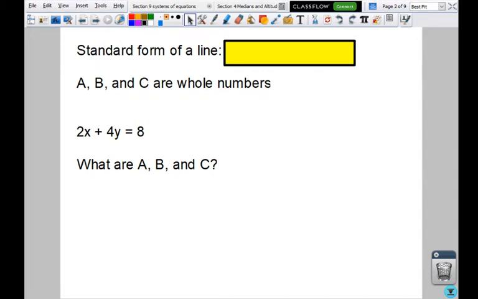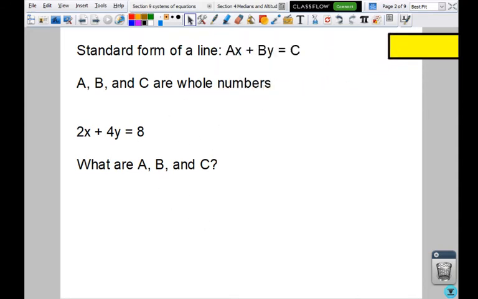Alright. So, what we are learning today is called the standard form of the line. And it looks like ax plus by equals c. And when we look at a, b, and c, those are whole numbers. Which, if you don't remember, whole numbers are no fractions or decimals. So when we talk about standard form, a, b, and c should just be regular numbers, like 1, 2, 3.